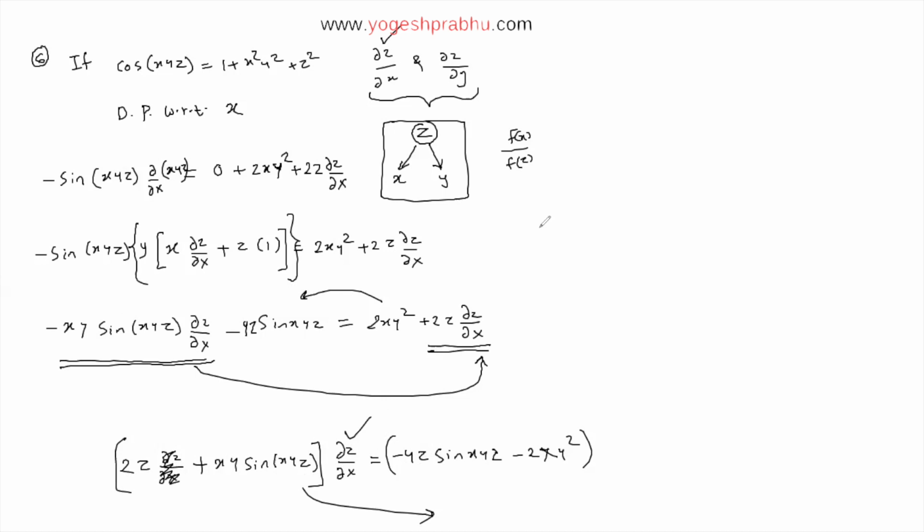Now, how will you do the other one? That you do on your own. So x will be constant. Now you will differentiate partially with respect to y, and you will treat x as a constant. Tell me now, quickly, just tell me the first step. Minus sine xyz. Yes.